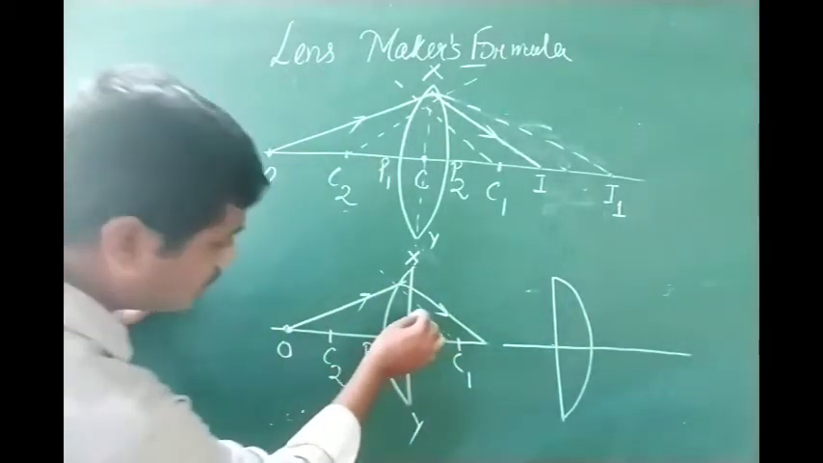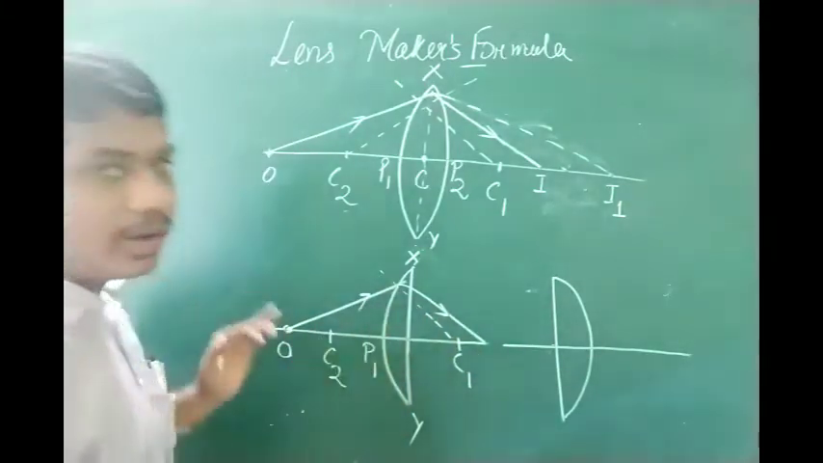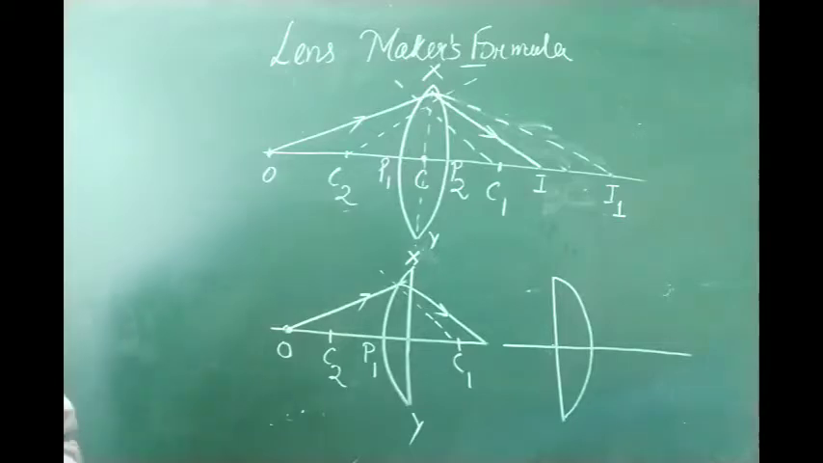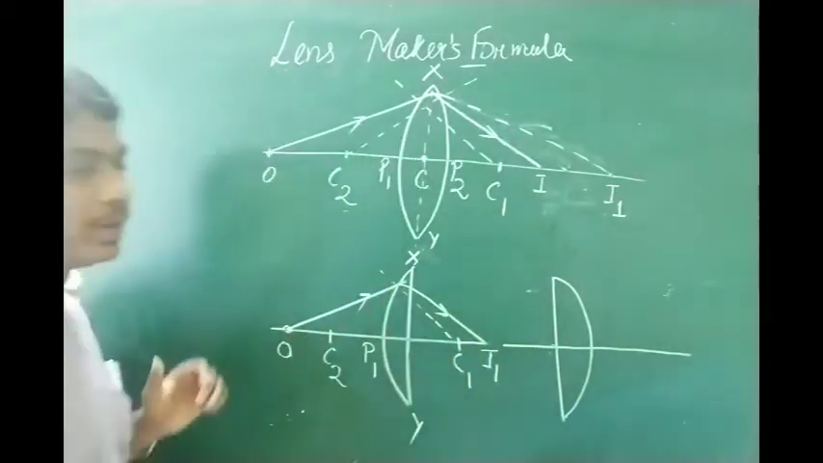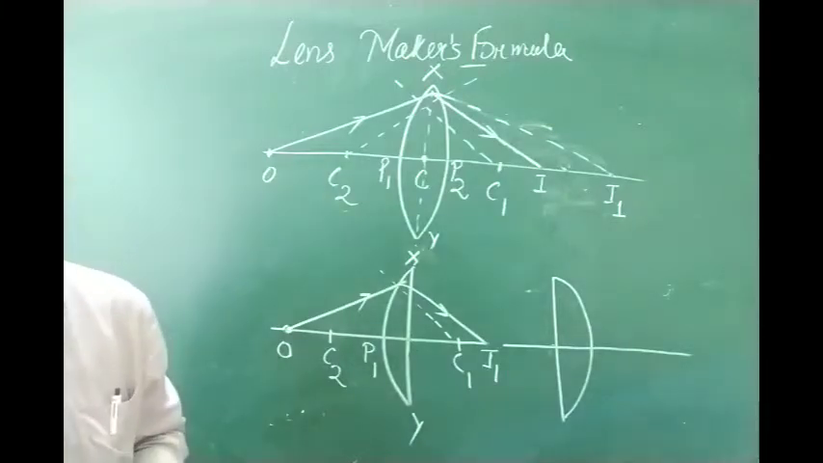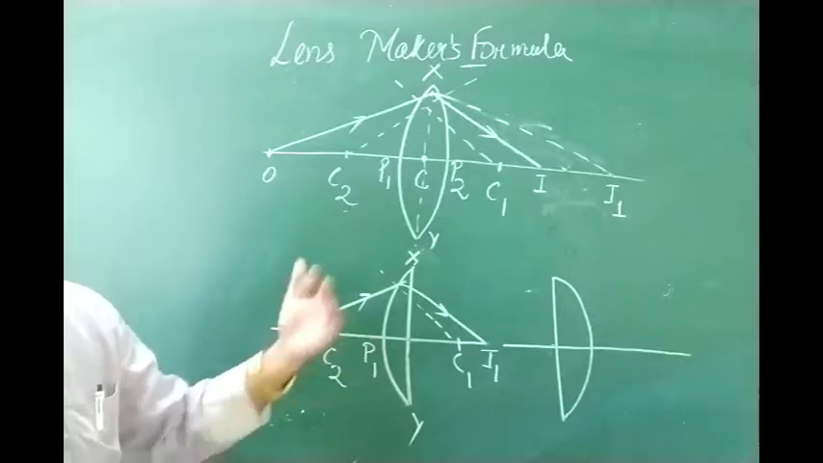Clear? I think this is not clear. This is your dotted line. So this will be your image formation, and this image formation will be nothing but your image I1. Is it clear? So this is your I1. Let me go to the next part.